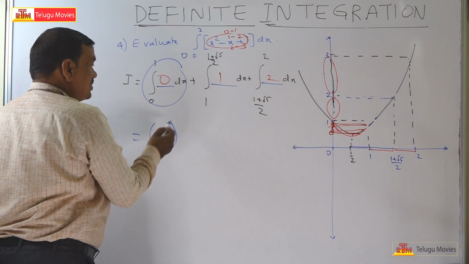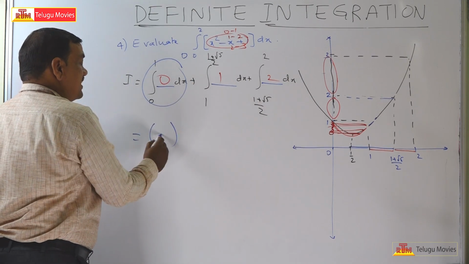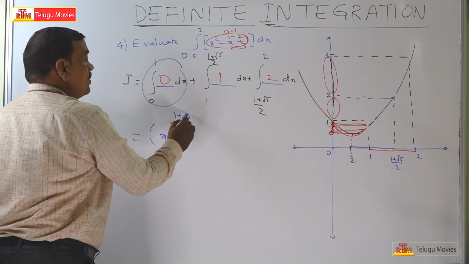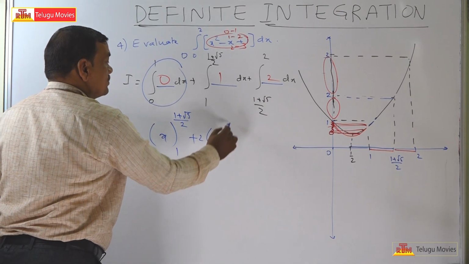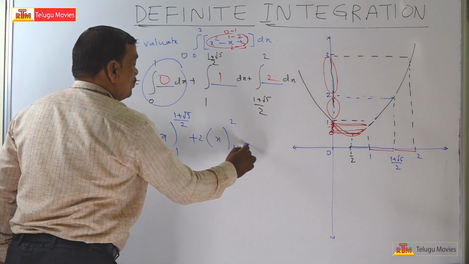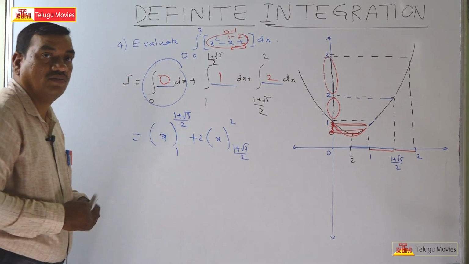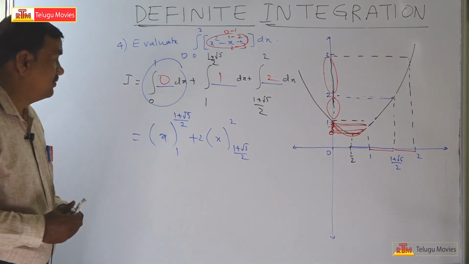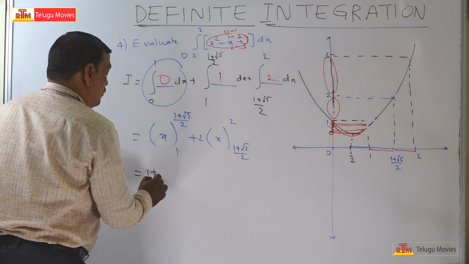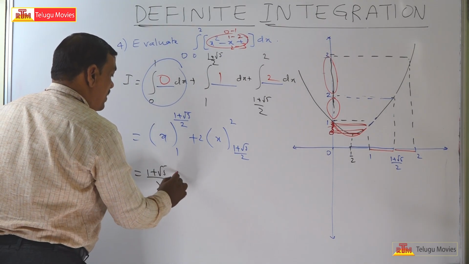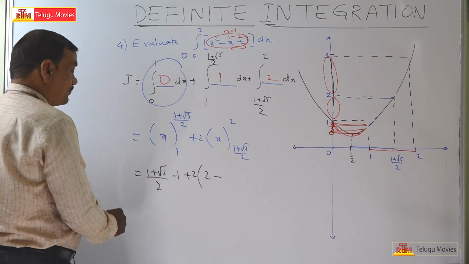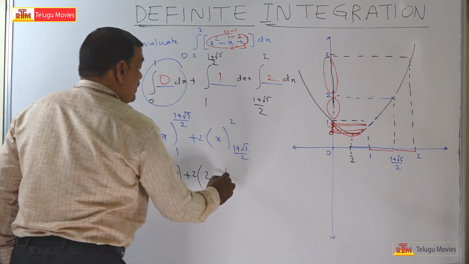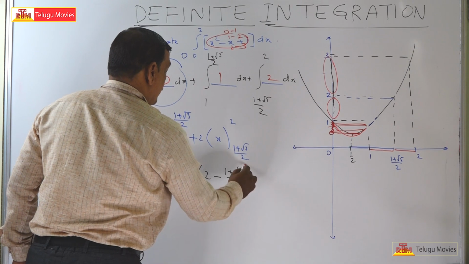The integral of 1 is x, with upper limit 1. So this is (1 plus root 5) by 2 minus 1, plus 2 times x, taking 2 common outside, with upper limit 2 and lower limit (1 plus root 5) by 2. Understand this? Let us see the calculation.